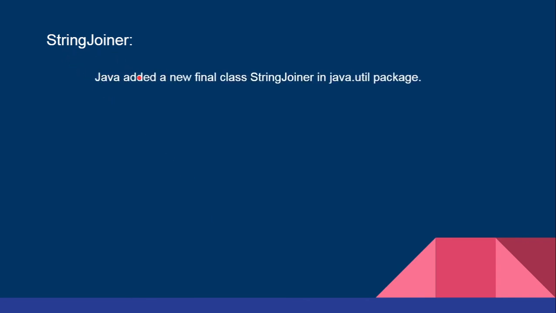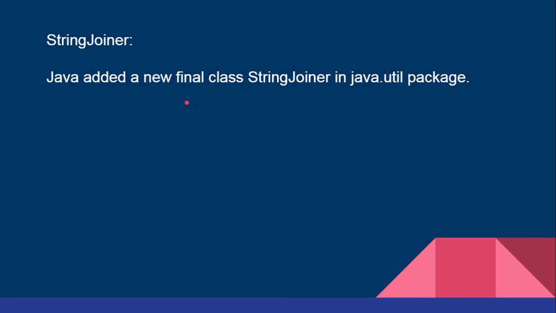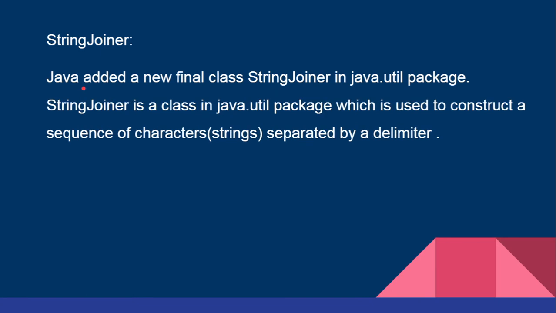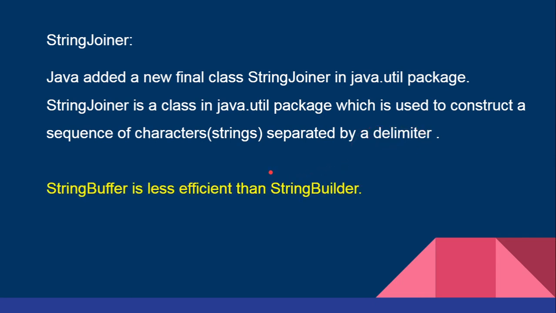It is the opposite of the string tokenizer class, where we can join the different tokens into a single string. So Java added a new final class, StringJoiner, in the java.util package. StringJoiner is a class in the java.util package which is used to construct a sequence of characters separated by a delimiter. Delimiter means any punctuation mark, maybe a comma or a semicolon or a full stop. So whatever delimiter we want, we can give as a separation between the two different tokens. String buffer is less efficient than string builder class.